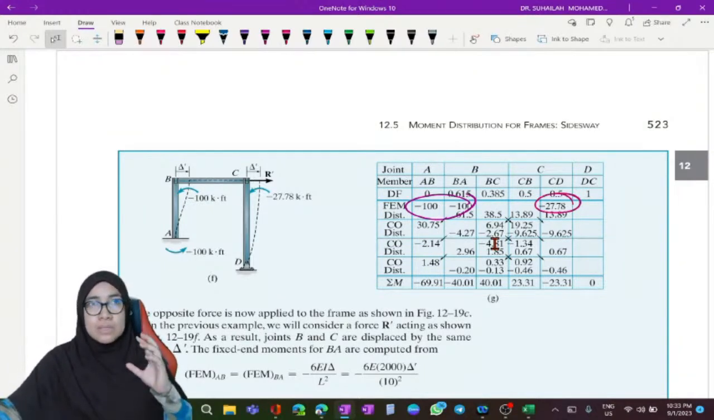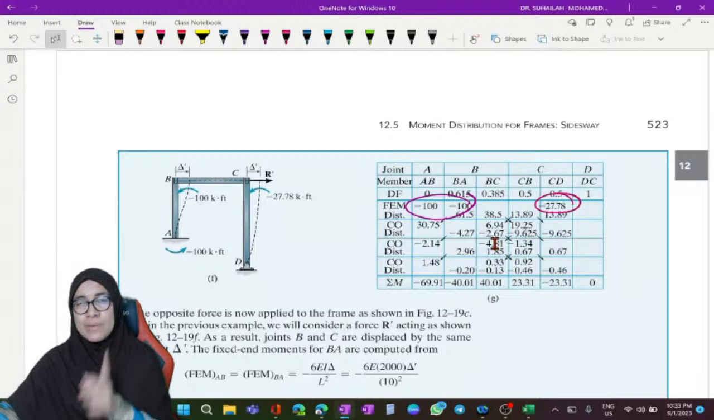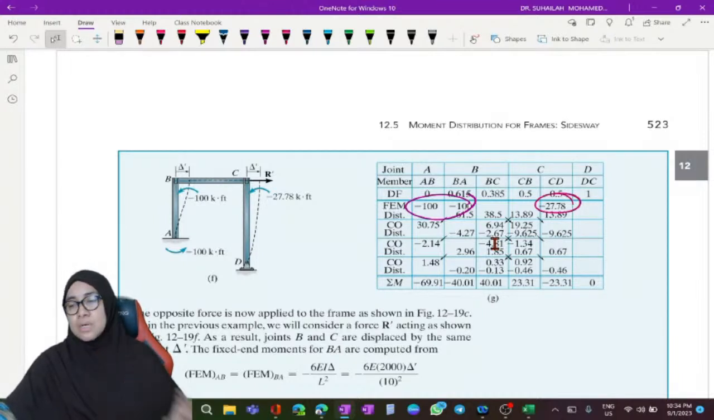Because test 2 will be based on topic number 3: one beam question, beam with support settlement, and one frame question, frame with sidesway. Both will be given in your test. So please get prepared for your test next week, inshallah.